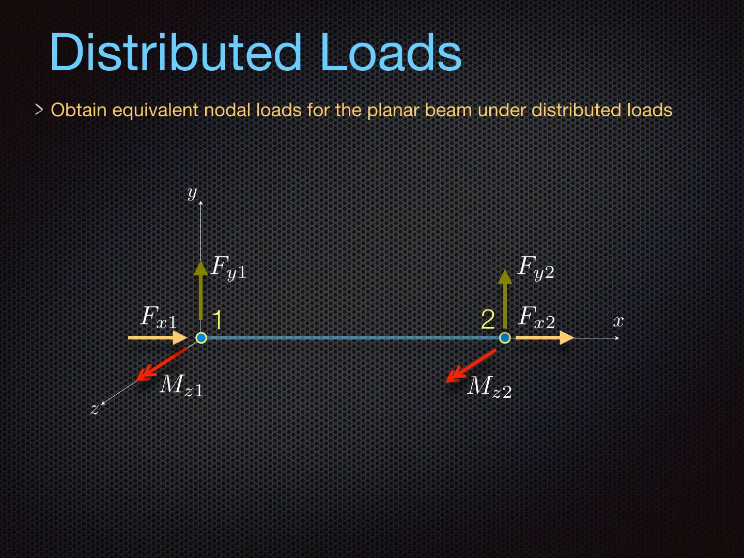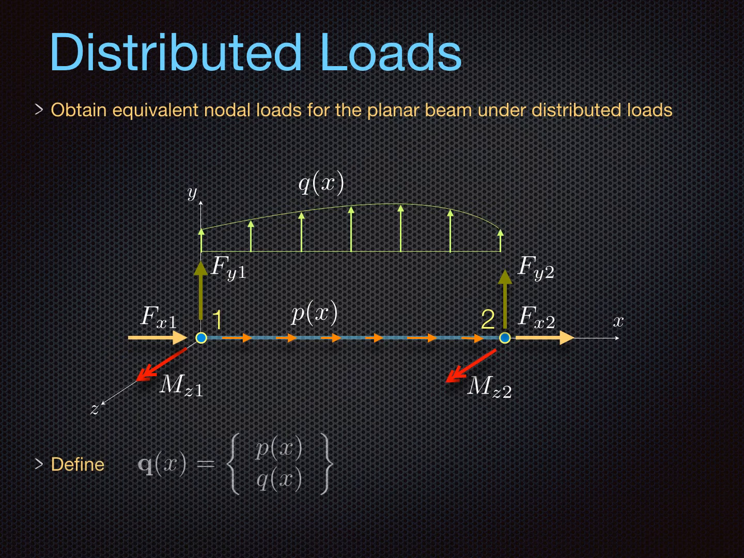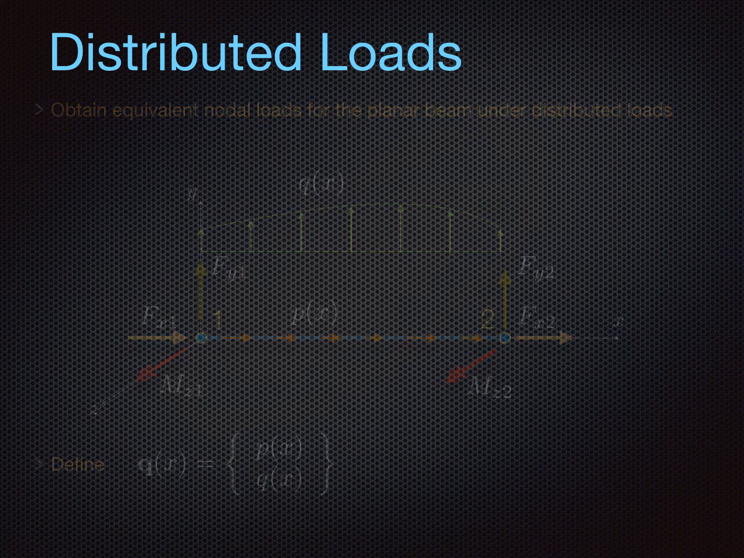Let us begin the determination of equivalent nodal loads for a planar beam under flexure and axial loads under distributed loads. So we have our nodal quantities, fine, but now in this problem I'd like to consider the possibility of having a p of x and a q of x, which represent the axial distributed loads and the transverse distributed loads. So let us pack these two quantities that could be specified by the user into a vector and have our Q of x represent the little p of x and the little q of x for this problem.